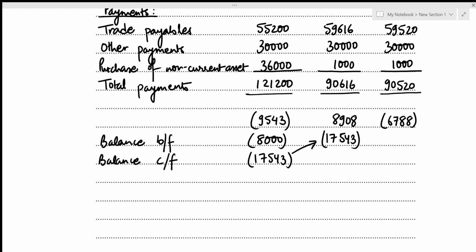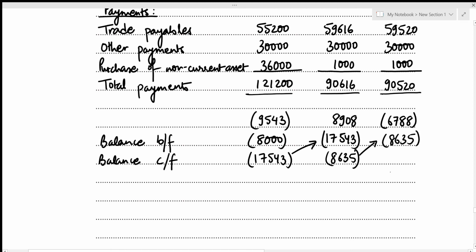Now, in order to figure out the closing balance for the month of April, we just add our net receipts for the month of April to the opening balance, which is going to be positive 8,908 plus negative 17,543, which again results in a negative balance of 8,635. Then this closing balance for the month of April will act as the opening balance for the month of May.